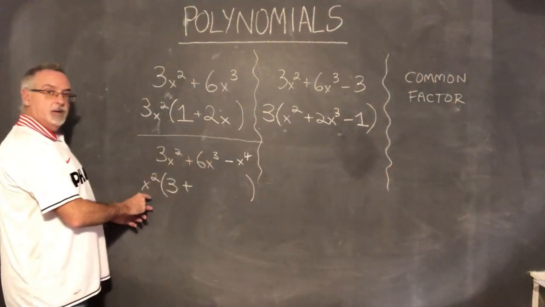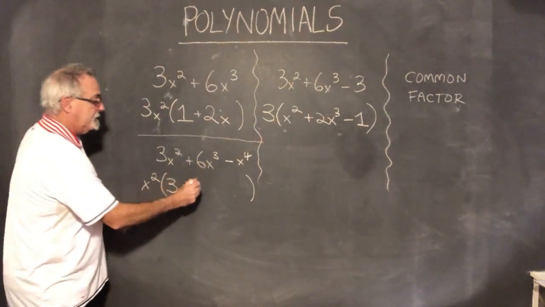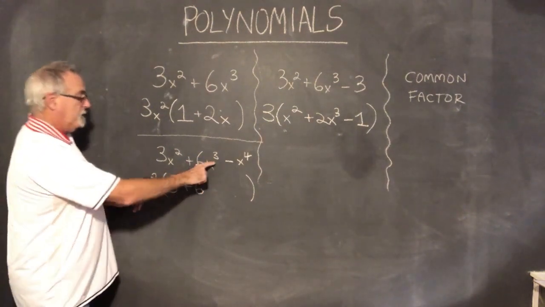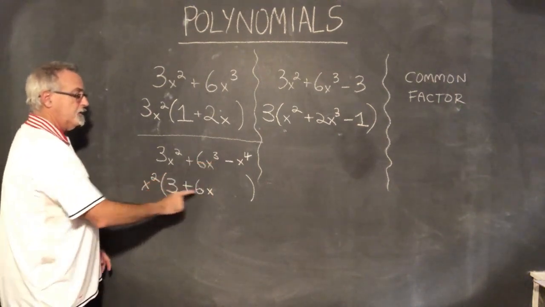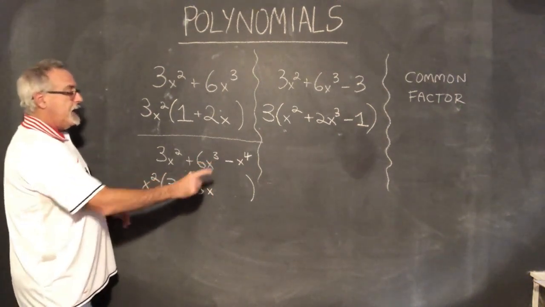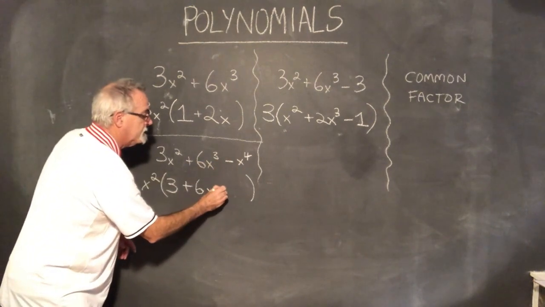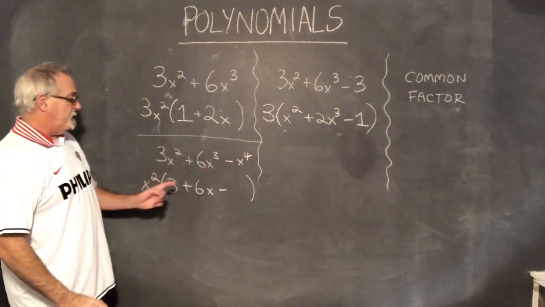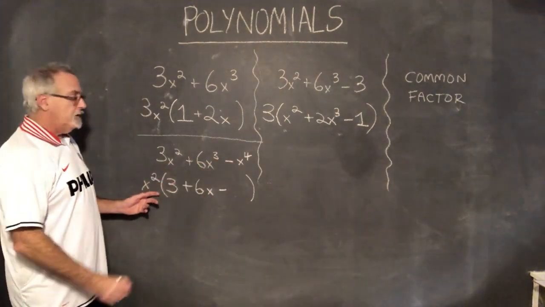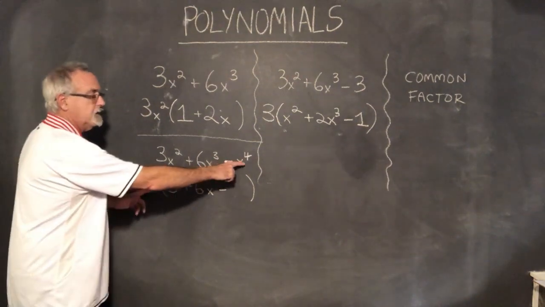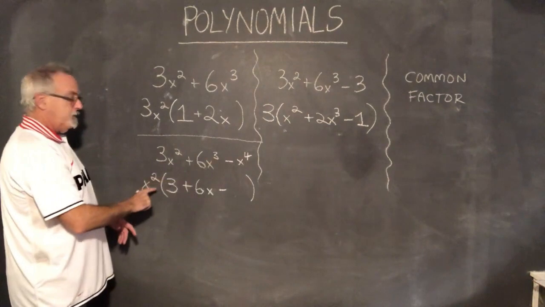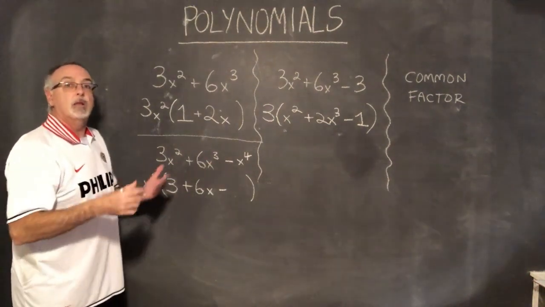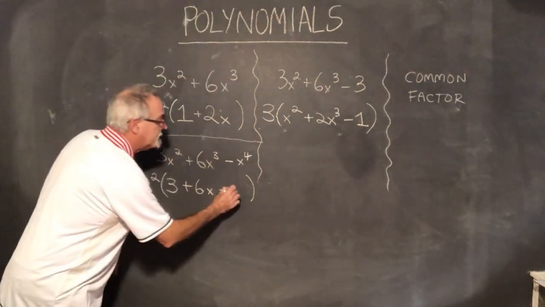6x cubed divided by x squared. The 6 is still there, but one of these x's is still there. x cubed divided by x squared is equal to x. And now this one, it's going to have a minus sign. x to the 4 divided by x squared. When I divide with exponents, we subtract the exponents. x to the 4 divided by x squared is equal to x to the 4 minus 2, which is x squared.